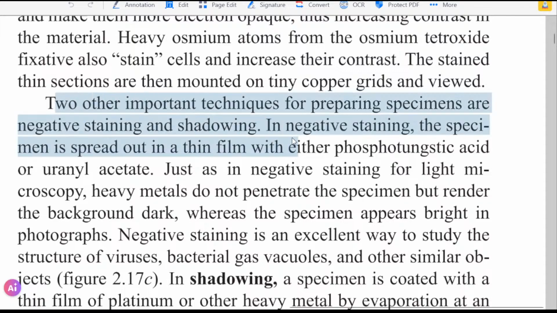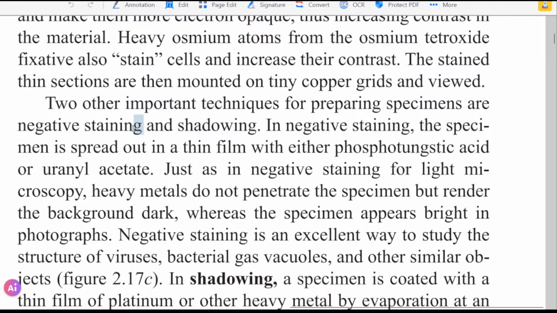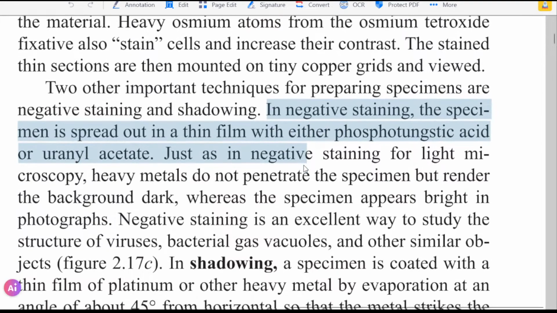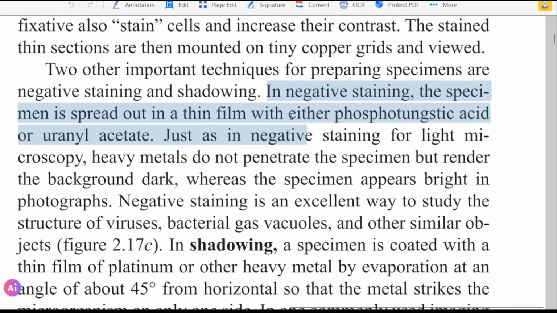Two other important techniques for preparing specimens are negative staining and shadowing. Negative staining is where you color the background. Normally we stain the specimen, but in negative staining we stain the background and leave the specimen as it is. The specimen is spread out on a thin film with either phosphotungstic acid or uranyl acetate. So this is the stain.